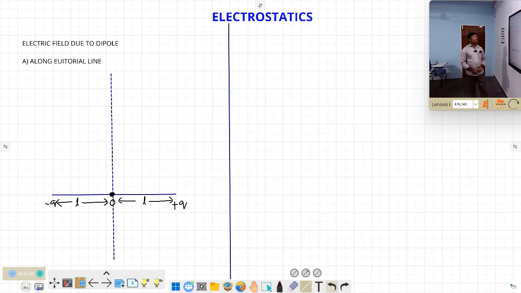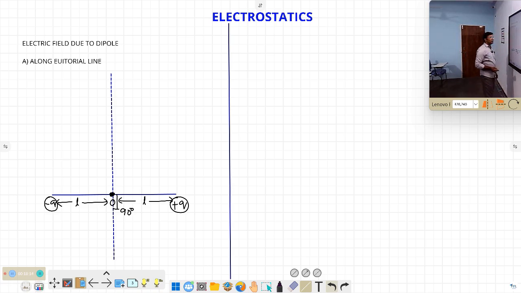Now we will discuss the electric field due to a dipole along the equatorial line. What is the equatorial line? I have taken a dipole here, with one positive and one negative charge, separated by a distance of 2L from the center. Now the line which you take perpendicular, which makes an angle of 90 degrees, is called the equatorial line.